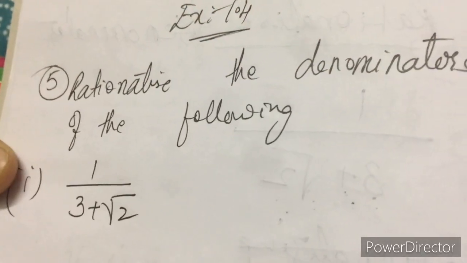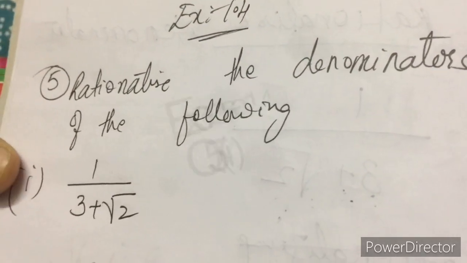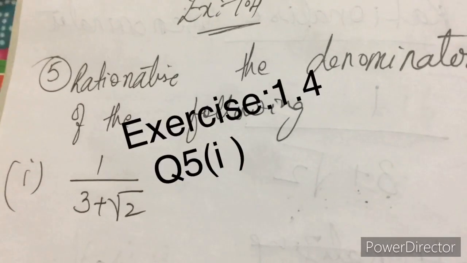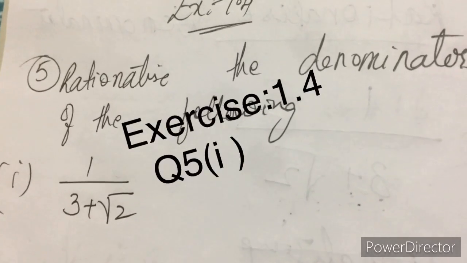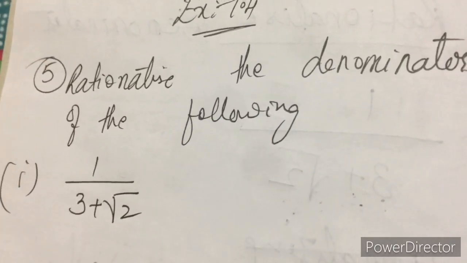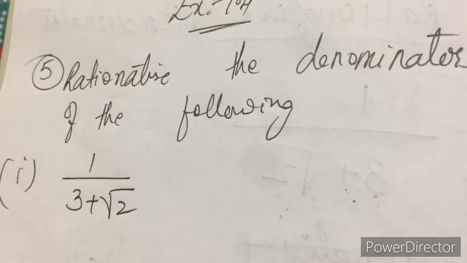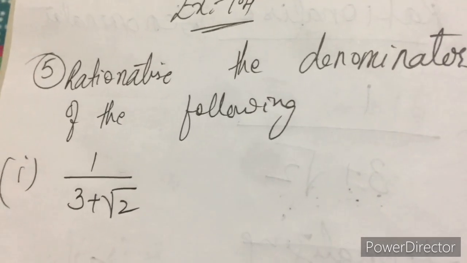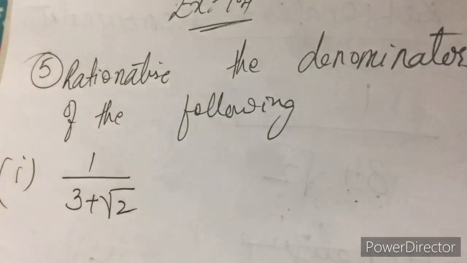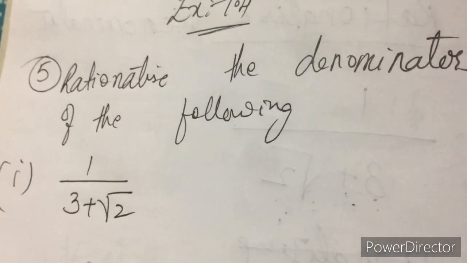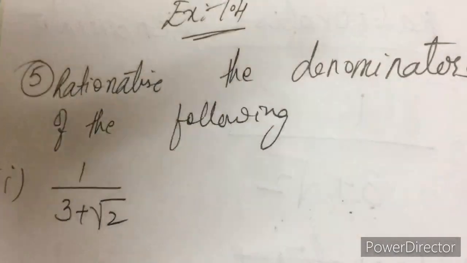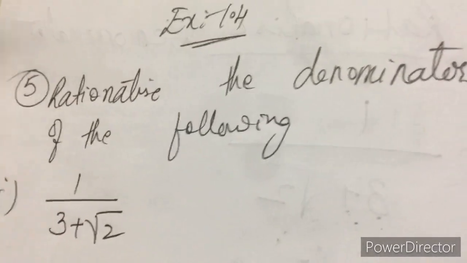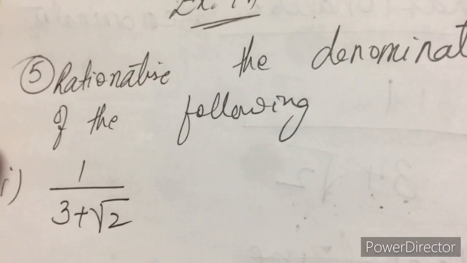Today's topic, exercise 1.4, rationalize the denominators of the following. See the first bit, 1 by 3 plus root 2. Listen boys, you have already done this problem in our online class. For girls, this will be new to you. For the boys, it will be a revision session.